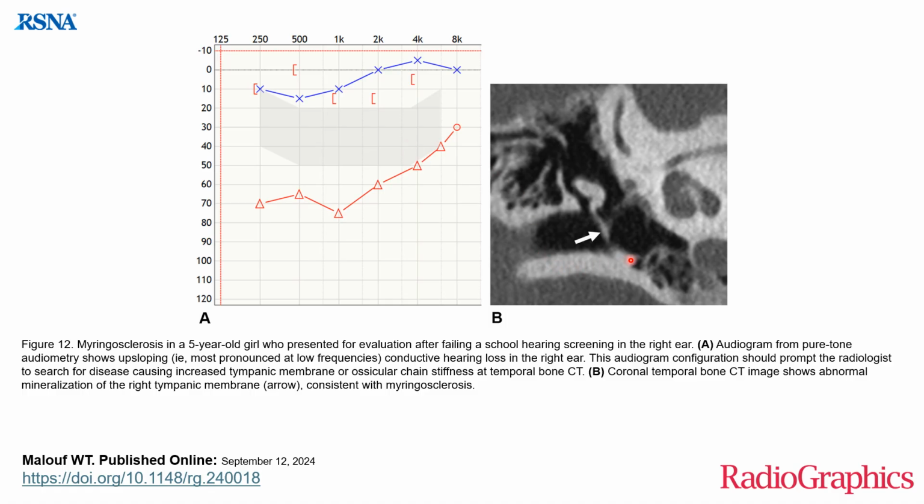And we can see on the CT image of this patient that there is this mineralization of the tympanic membrane, this white thick tympanic membrane. So the normal tympanic membrane is visible as a very thin structure, gray color, barely perceptible. So this is abnormal mineralization of the right tympanic membrane leading to the conductive hearing loss, which is suspected on the audiogram. So this is a diagnosis of myringosclerosis.